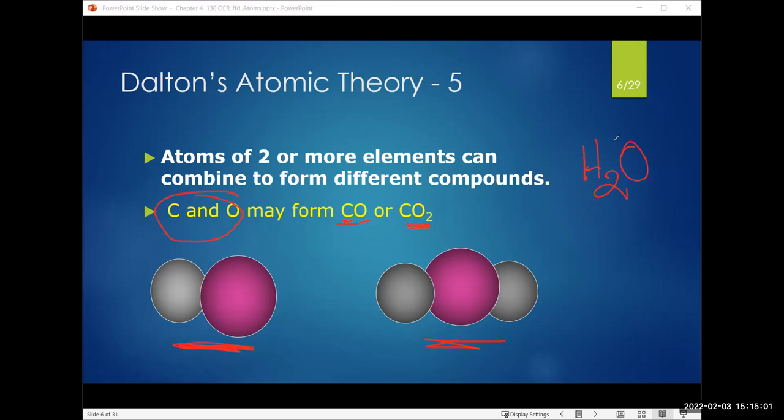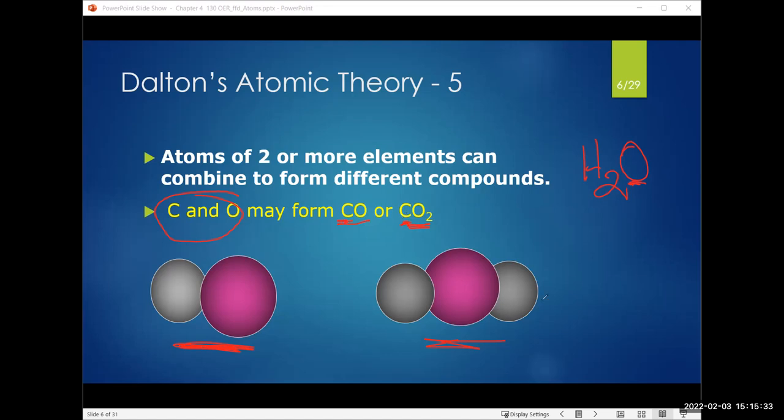Water, because of convention, the way it's been written, is written as H2O, and oxygen is the central atom. But 99% of the time, the central atom is written first. So you can notice that carbon is written first in carbon monoxide and in carbon dioxide. And whatever follows are the atoms bonded to the central atom.